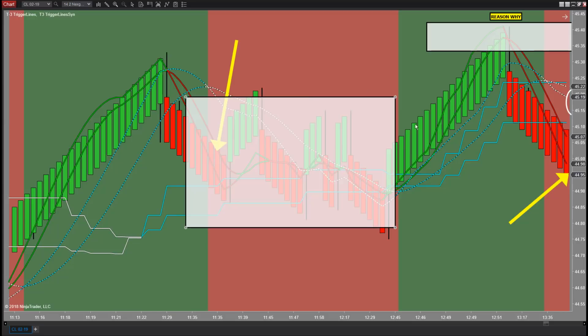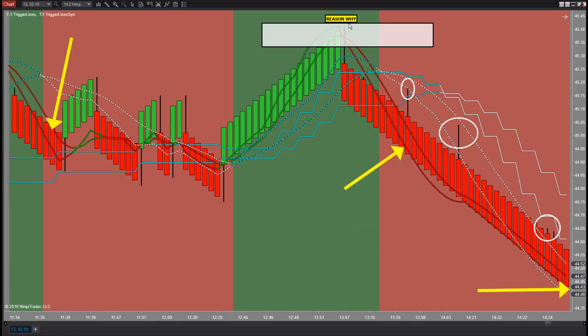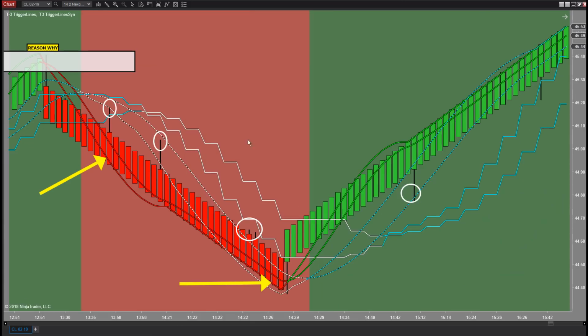We want to have either all trigger lines going up with the smalls above, a reason why the market turned with the small triggers wide and below, and at least two of the three cross down, or, ideally, which is not always the case, but we'd like to have all three of them cross to the downside, or all three of them cross to the upside.